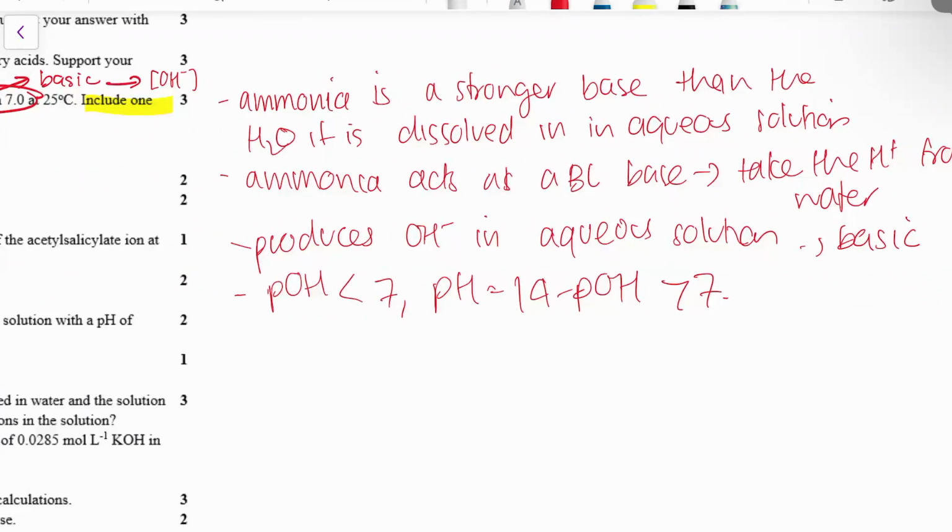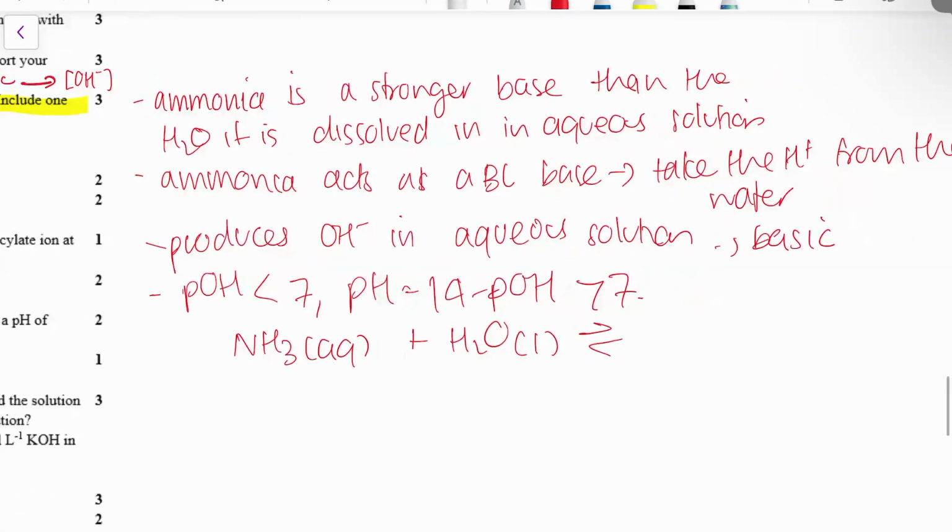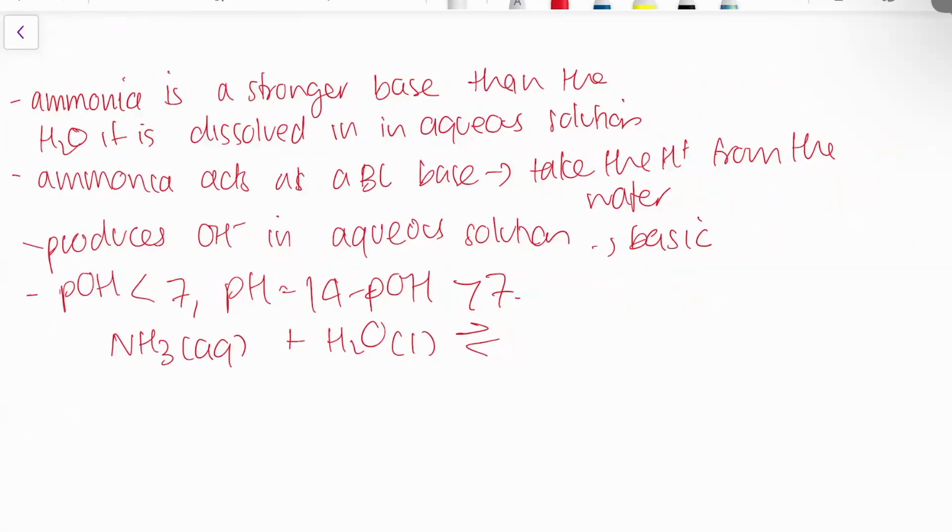So what's the formula for ammonia? NH3, aqueous. NH3 aqueous, yes, good. And then I'm going to react it with water because that's what we said it's doing. And ammonia is strong or weak? Weak. Ammonia is weak, so it's going to be a double arrow. It takes a proton, so that turns it into NH4 plus aqueous plus OH minus aqueous.